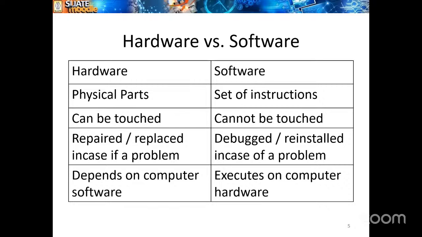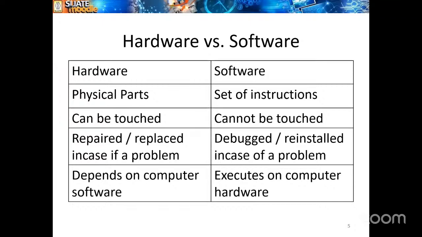Okay, on the hardware side, we go to the computer shop and buy the components, and we change them by hand. On the software side, we do everything with the virtual method. Okay. After that, the hardware depends on the computer software. The software executes on the computer's hardware.